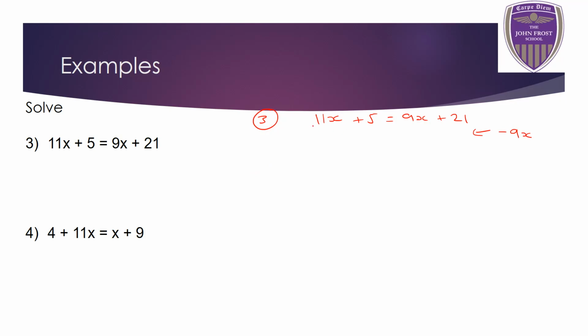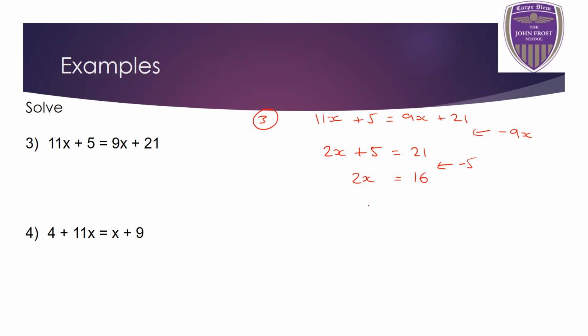Okay, so 11x minus 9x, that's 2x, plus 5 stays the same. This became 0, didn't it? Because we've taken it away. 0 plus 21 is 21. So we've got our two-step equation now. Inverse of add 5 is to subtract. So 2x equals 21 minus 5.